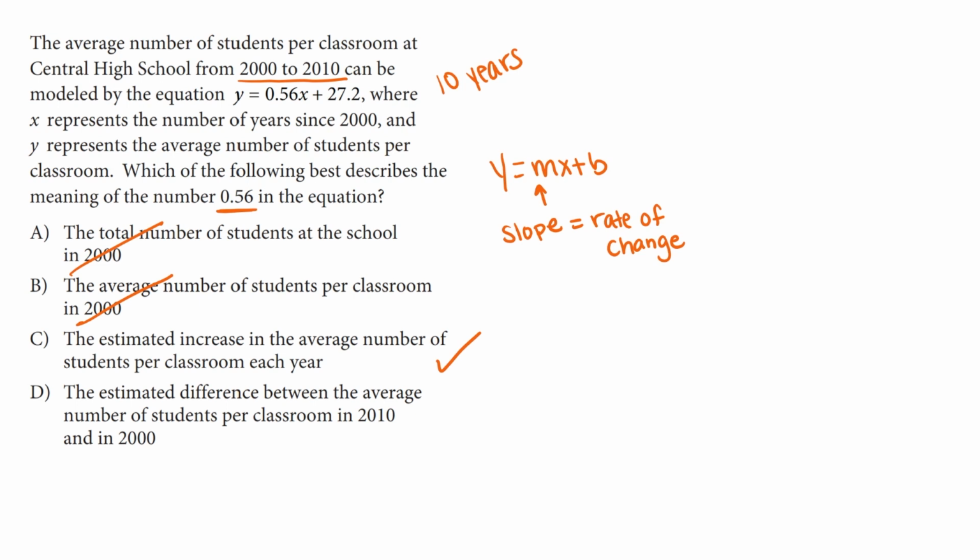Then we have the estimated difference between the average number of students per classroom in 2010 and in 2000. So it's not the difference because we would need the difference over the number of years. If there are 30 students per classroom in 2010 and the average number of students in each classroom in 2000 is 20, then we would need that difference divided by the number of years, not just that difference. So letter choice C has to be our answer here because we are representing the increase in students each year, that rate of change per year.